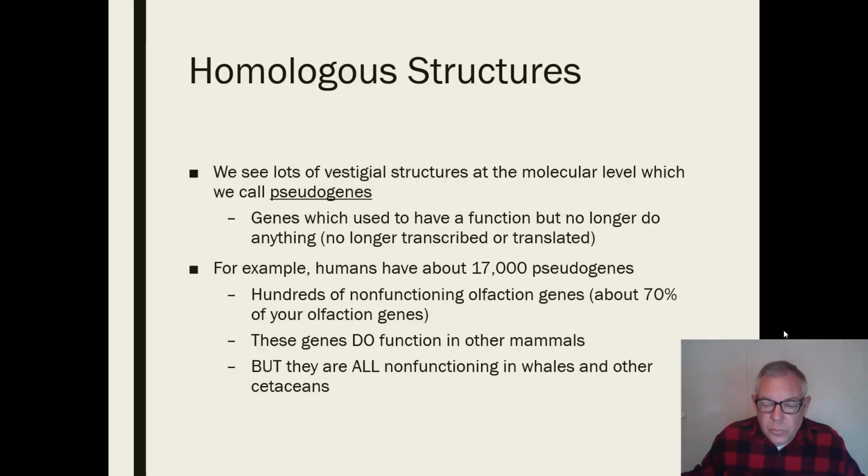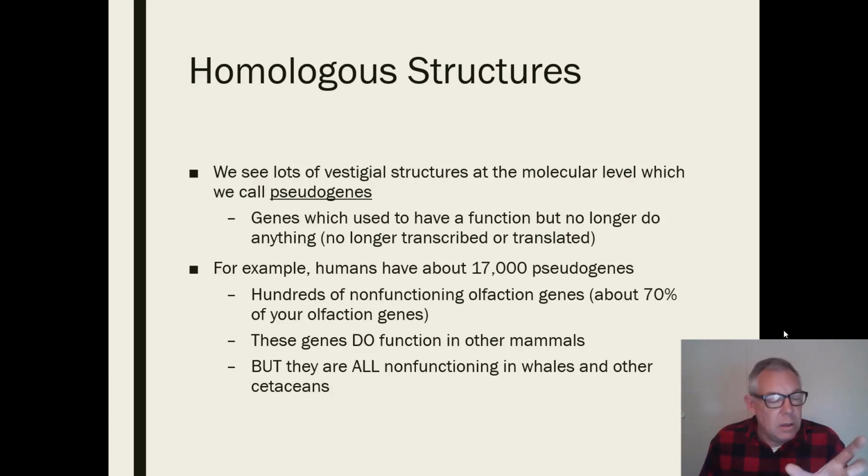Now, Darwin knew about these, and we've talked about these kinds of structures for a long time. But now that we can look at the DNA, we see ridiculous numbers of vestigial structures, things that existed in our ancestors that we still have, but we no longer use. And so when that happens in the chromosomes, we can call those pseudogenes, fake genes, right?